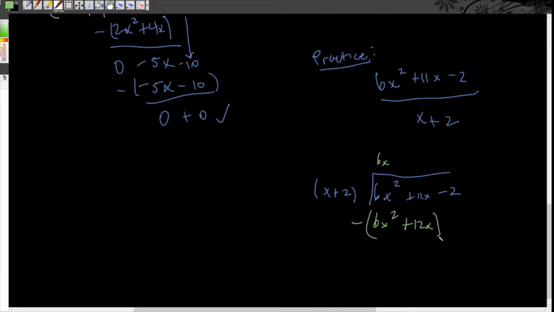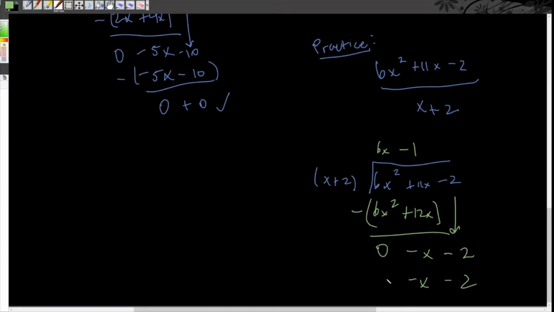Subtracting this off. 6x squared minus 6x squared, I get 0, just like I need to. Now 11x minus 12x, I get negative x. And that's what I'm looking at now. What times x gives negative x? It's negative 1. Negative 1 times x, I get negative x. Bring down the negative 2. Negative 1 times 2 is negative 2. And I am subtracting these off.